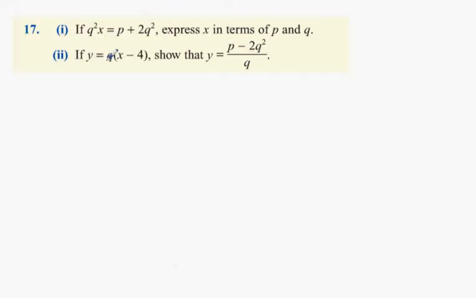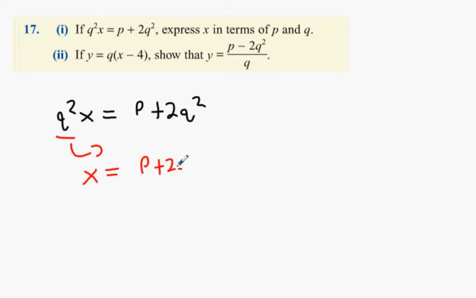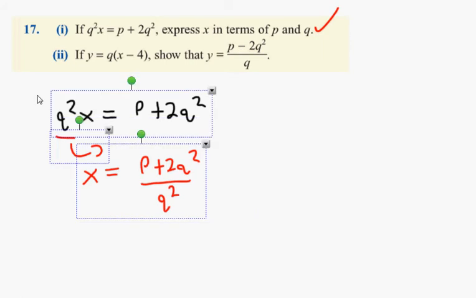What we have here is: express x in terms of p and q. Q squared x equals p plus 2q squared. What's stopping the x from being on its own? Where can we bring the q squared then? P plus 2q squared all over q squared. Okay, that was easy. Now, what's the next part?